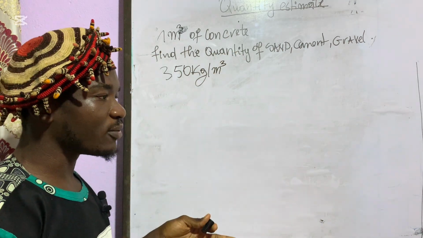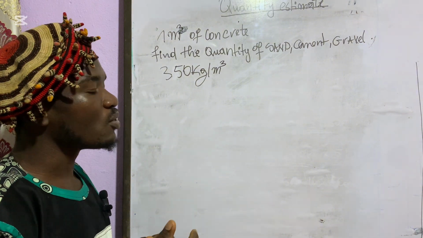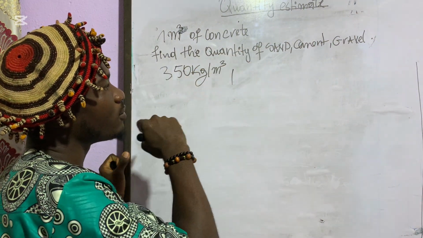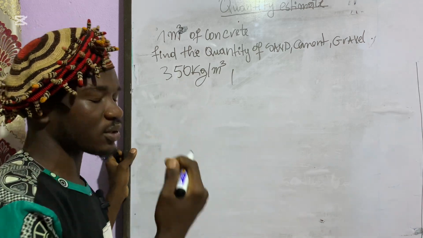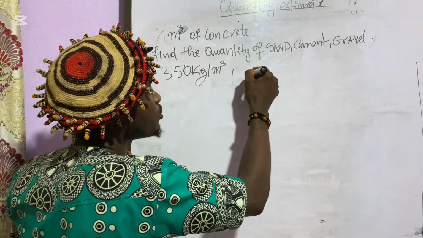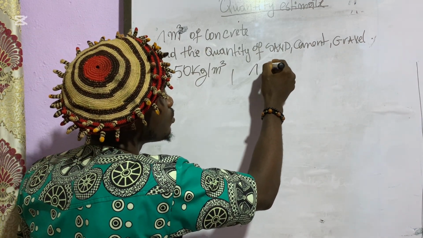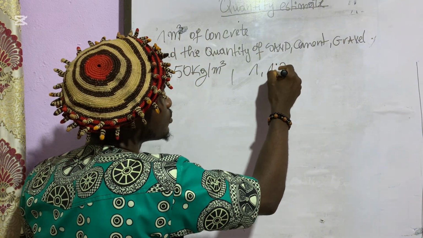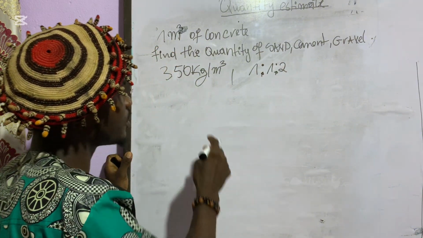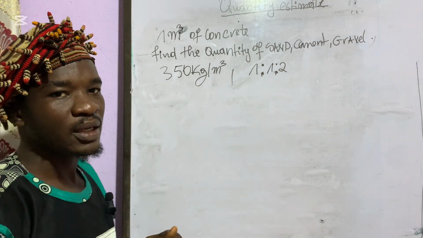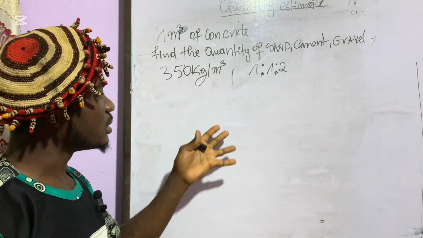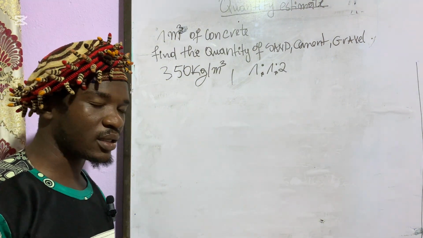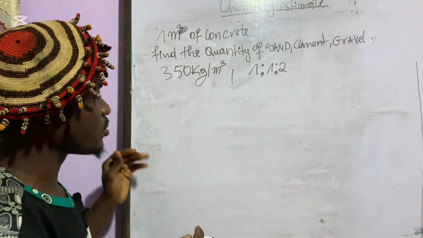Apart from it, we also need to know the ratio. Since the dosage is 350 kilogram, the ratio is 1:1:2. This is the ratio that we use for our concrete, knowing that the dosage is 350 kilogram. So these are the main data that will be used. Now let me move on to the calculation.